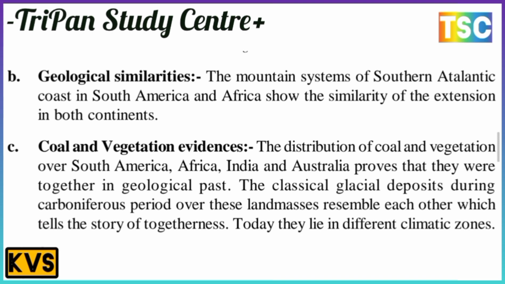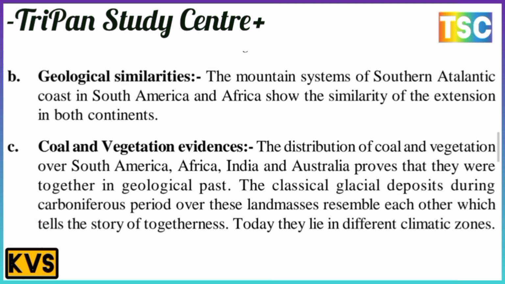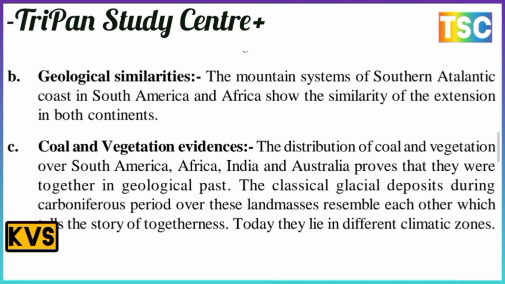The distribution of coal and vegetation over South America, Africa, India, and Australia proves that they were together in the geological past. Glaciers deposited during the Carboniferous period over these landmasses remember each other and tell the story of togetherness, and today there lie different climatic zones.